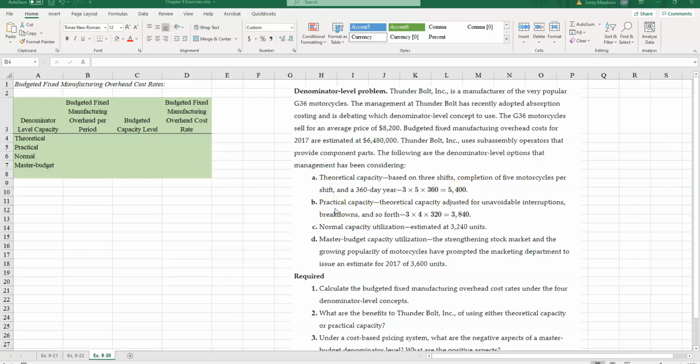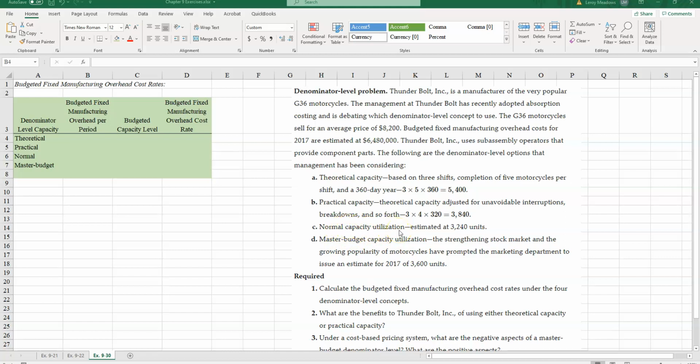Remember that practical capacity reduces theoretical capacity to adjust for unavoidable interruptions, breakdowns, preventive maintenance, and so forth. So taking that into consideration, we can only produce four motorcycles per shift times three shifts per day. So under practical capacity, I can produce 12 motorcycles per day times the number of days that we plan on producing. And again, this is going to be different than theoretical capacity. Why? We may have holidays and so forth. So in this case, we're only going to produce for 320 days. So 12 units per day times 320 days of production would give me practical capacity of 3,840 units.